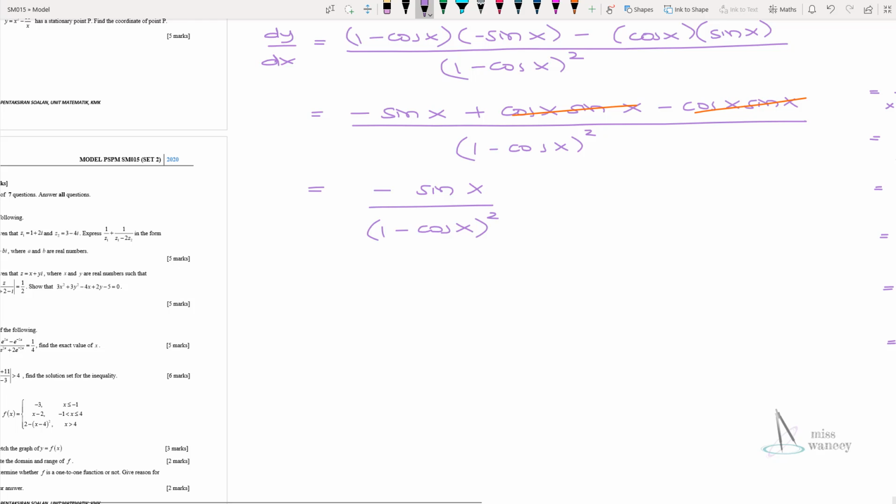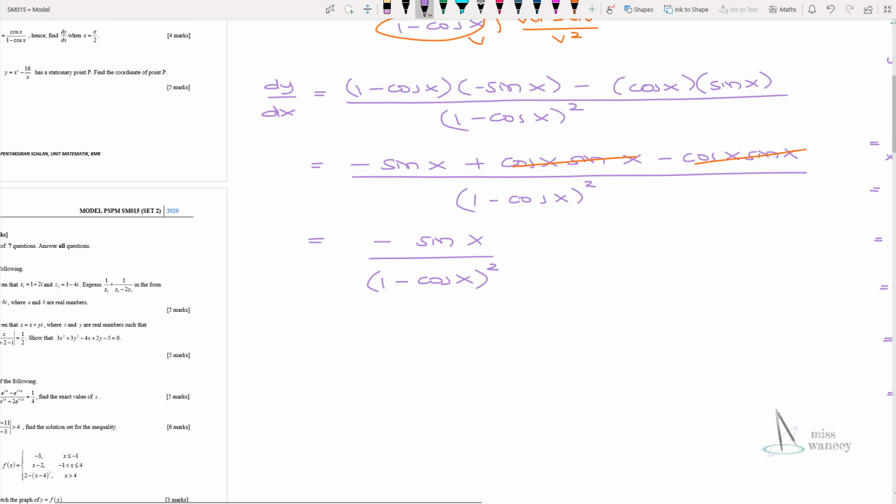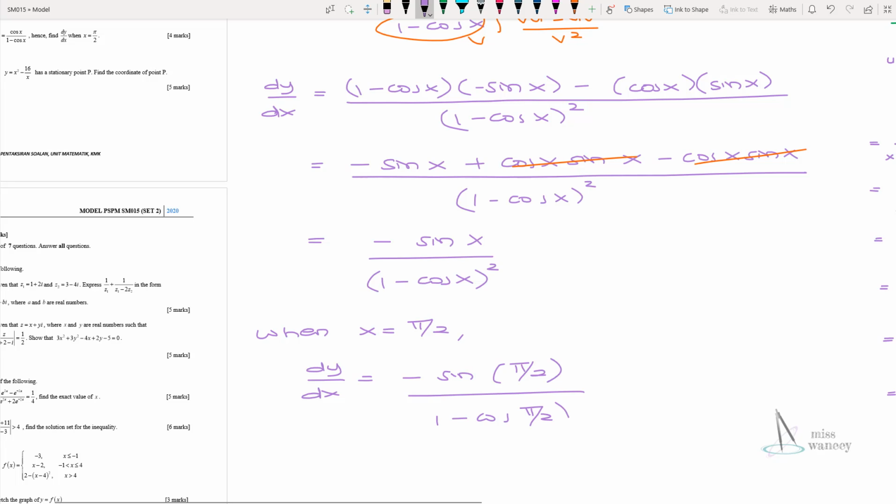So it was given earlier that x is equal to pi over 2. So when x is equal to pi over 2, dy over dx will be equal to negative sine pi over 2 over 1 minus cos pi over 2, and then square. So we need to find out what the value is.